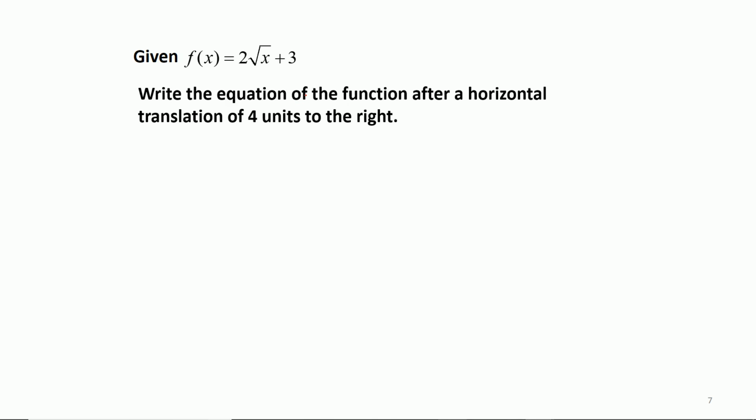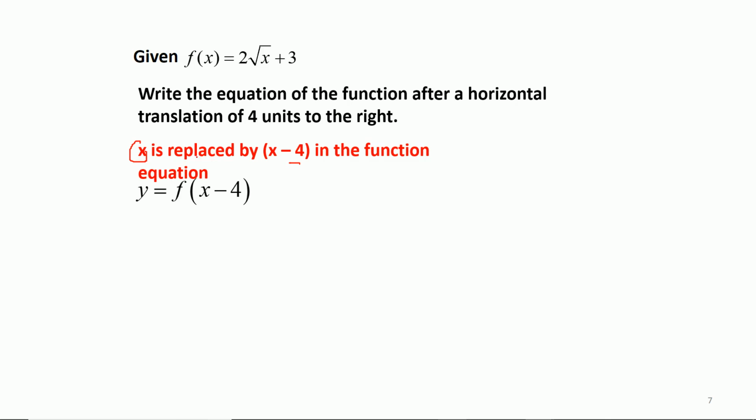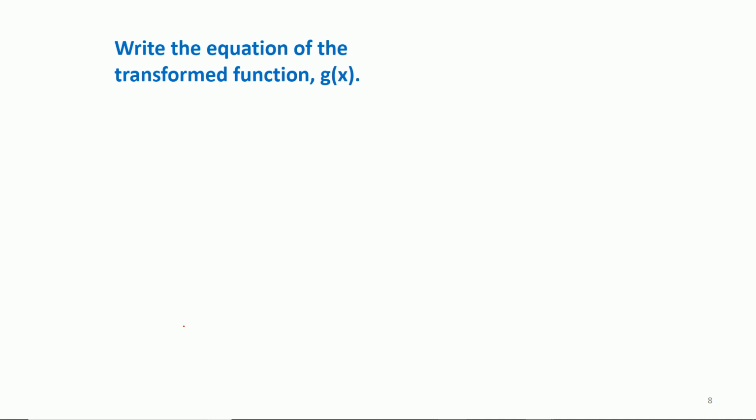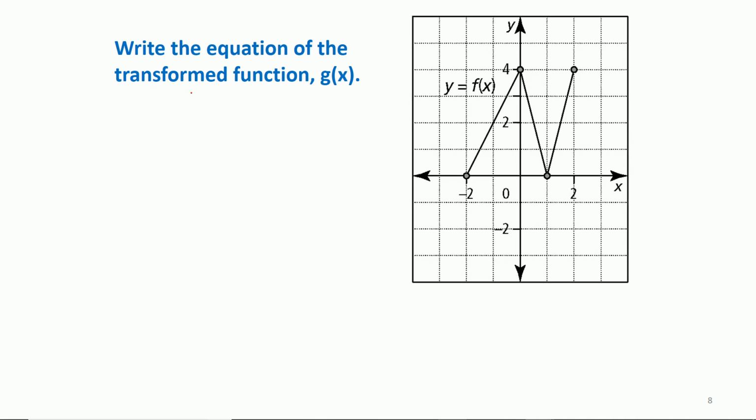We have another function which is f(x) equal to 2 under root (x plus 3). So we have to write the equation of the function after a horizontal translation of 4 units to the right. Now it is right, so we replace x by x minus 4 in the function equation. So if it was f(x), it will be f(x minus 4). Please understand, it will be x minus 4. So just put x as x minus 4 here: y equal to 2 under root (x minus 4 plus 3). Write the equation in transformed form, now g(x).